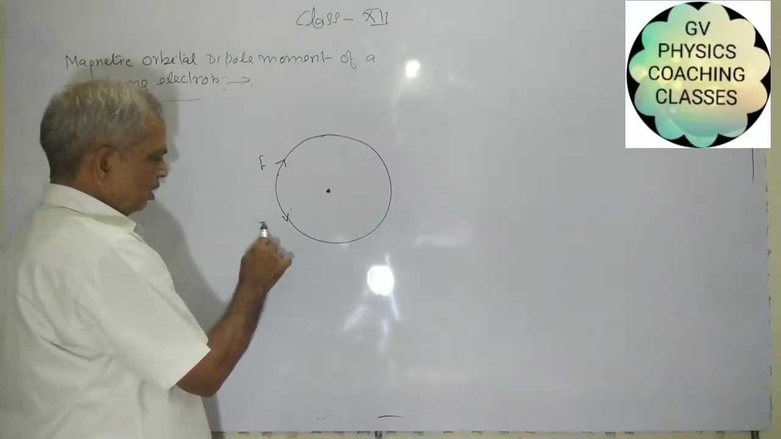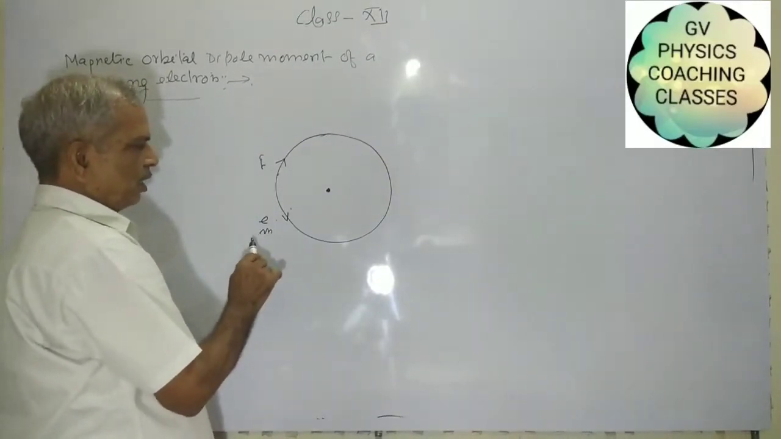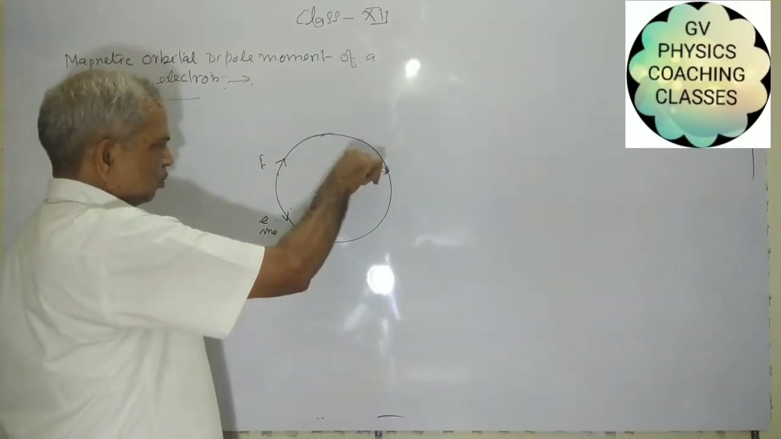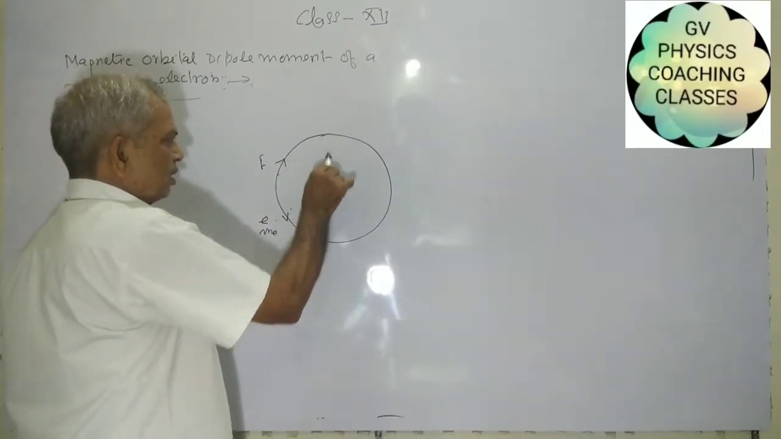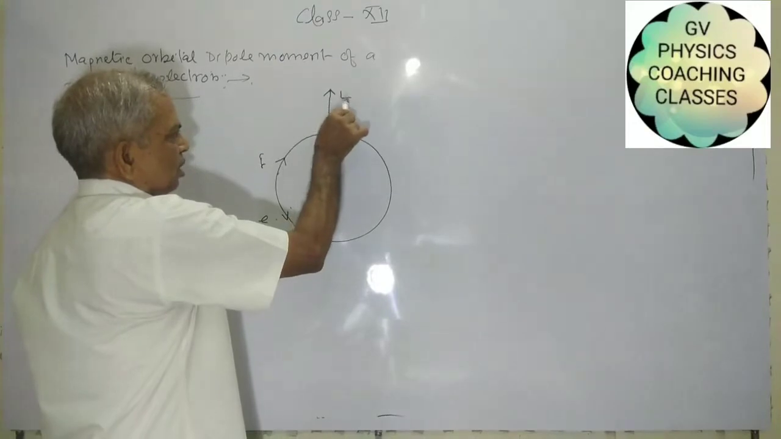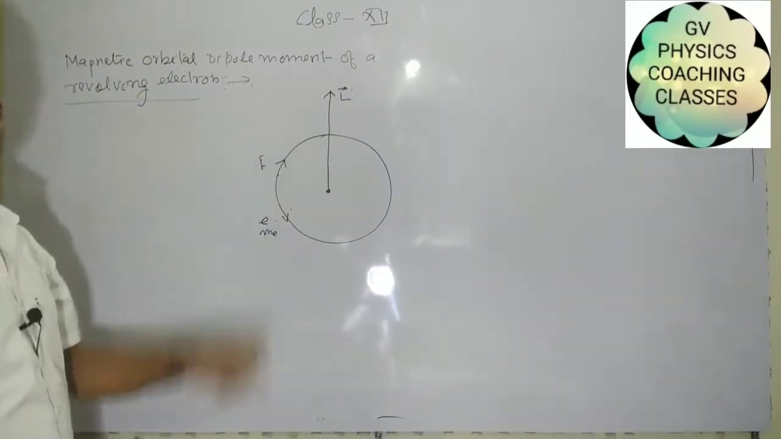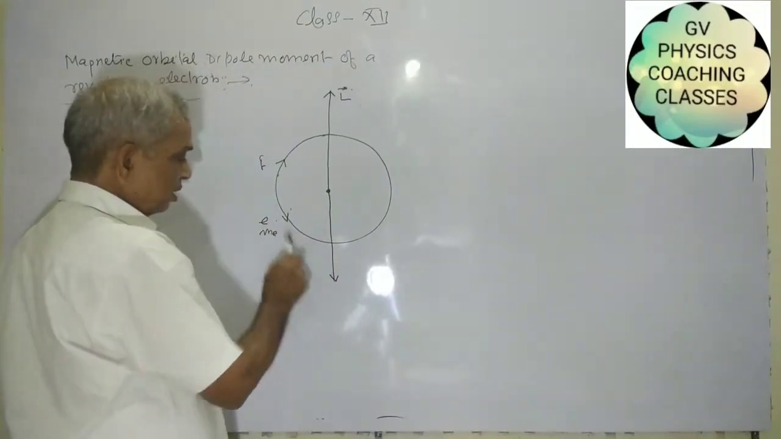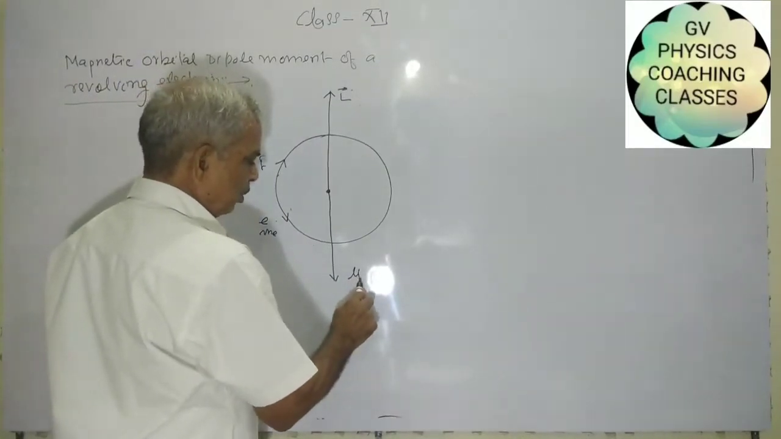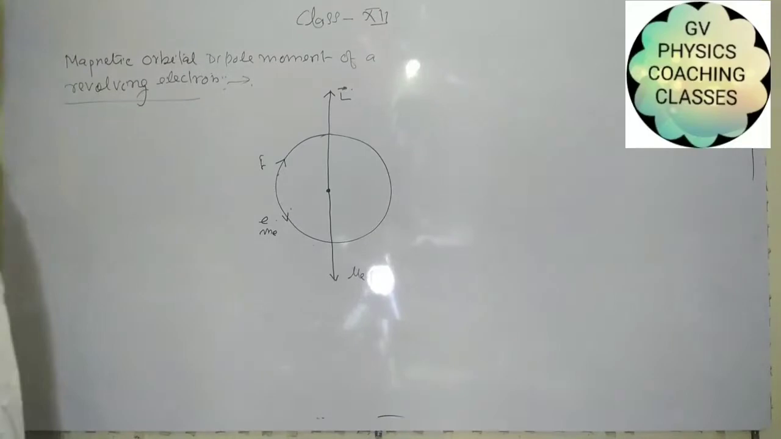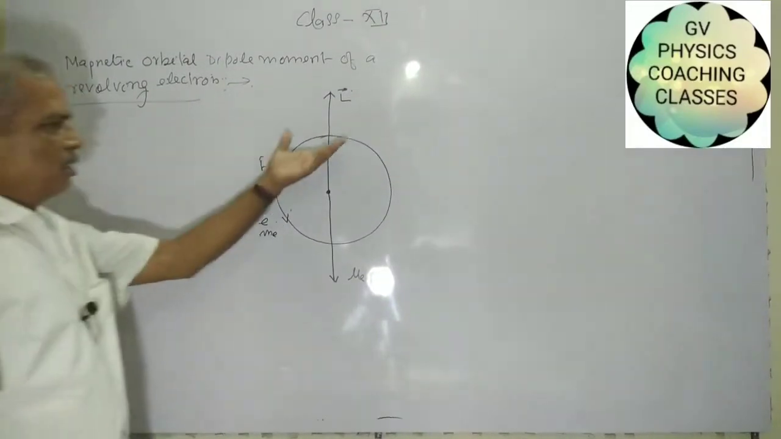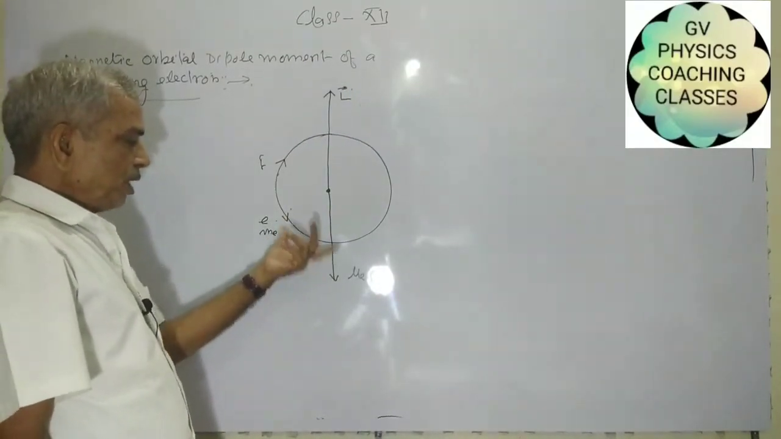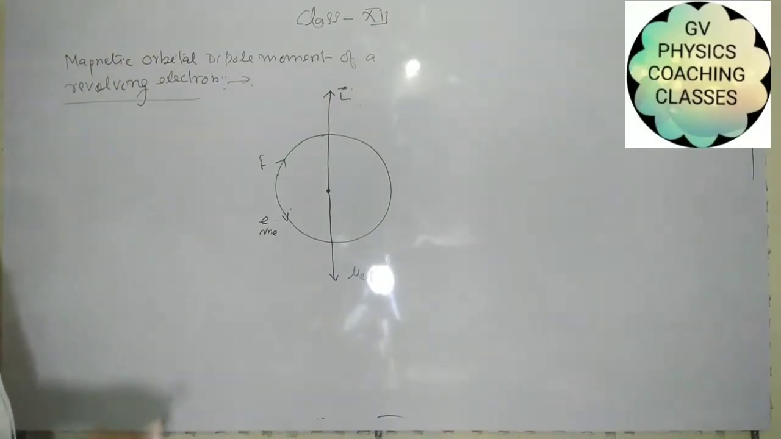Let e be the charge and m_e the mass of the electron. Then this electron moves anticlockwise, so the direction of the angular momentum is upside, and the dipole moment of this electron, mu_e, is downside. Both are opposite to each other. The direction of the angular momentum of the electron is upside, and the direction of the magnetic moment of the electron is downside.